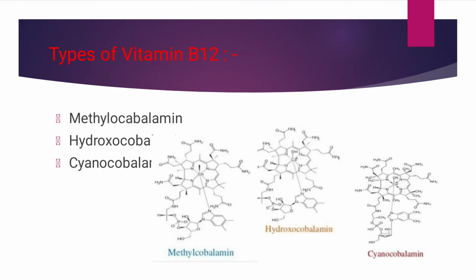Then types of vitamin B12. Vitamin B12 has the types methylcobalamin, hydroxycobalamin and cyanocobalamin. Methylcobalamin contains the methyl group and can be used in the treatment of neuropathy. Hydroxycobalamin has an affinity to cyanide, and it is also used as an antidote to cyanide poisoning. Cyanocobalamin has a deep pink color which is associated with the octahedral cobalt. This is the structure of methylcobalamin, hydroxycobalamin and cyanocobalamin.